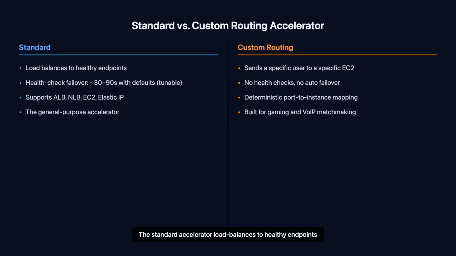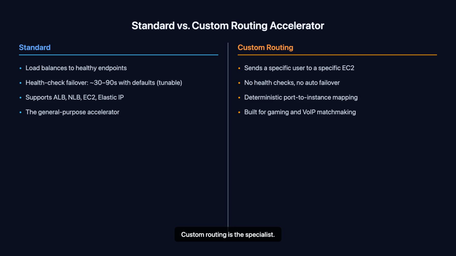The standard accelerator load balances to healthy endpoints and does health check failover with default settings that can take anywhere from 30 to roughly 90 seconds. But you can tune the interval and threshold down to make it much faster. It supports application and network load balancers, EC2, and elastic IPs. That's your general purpose choice.